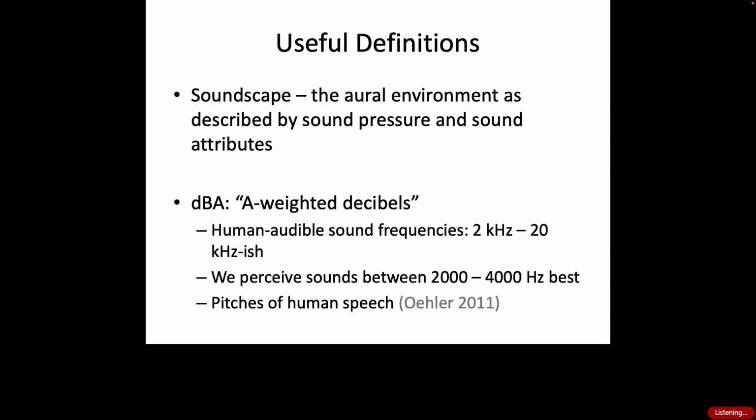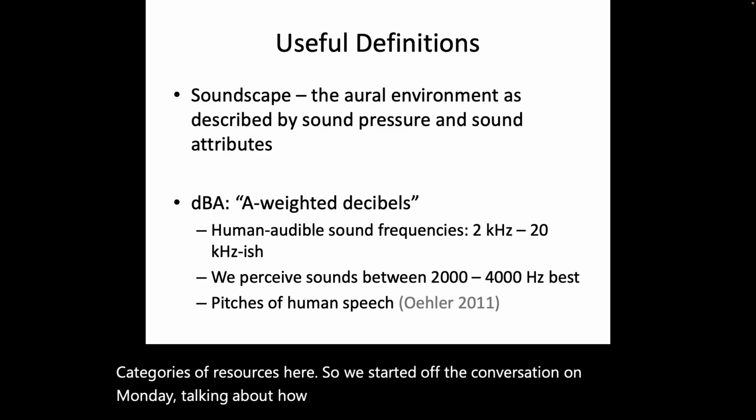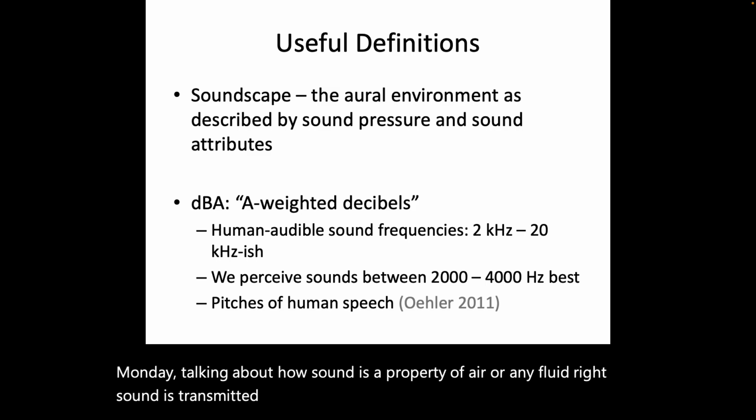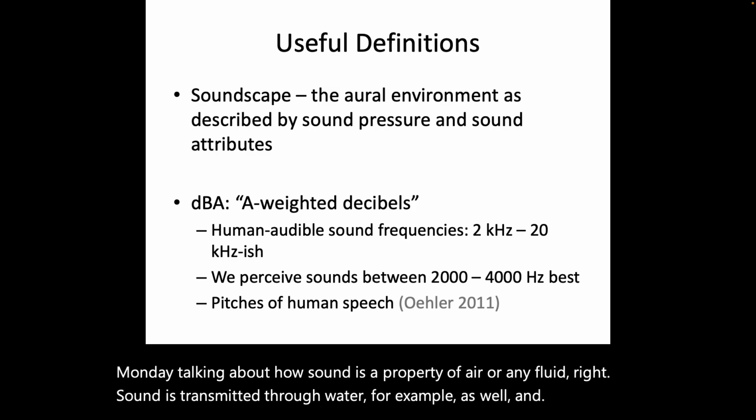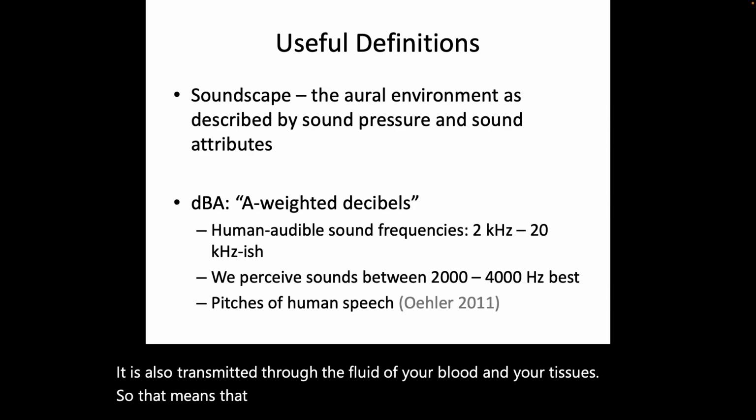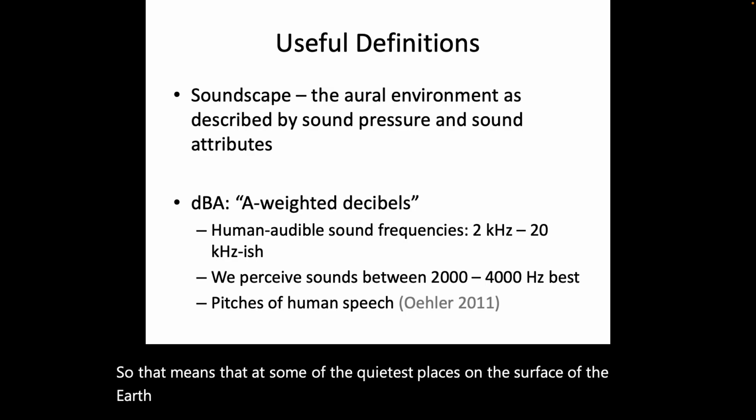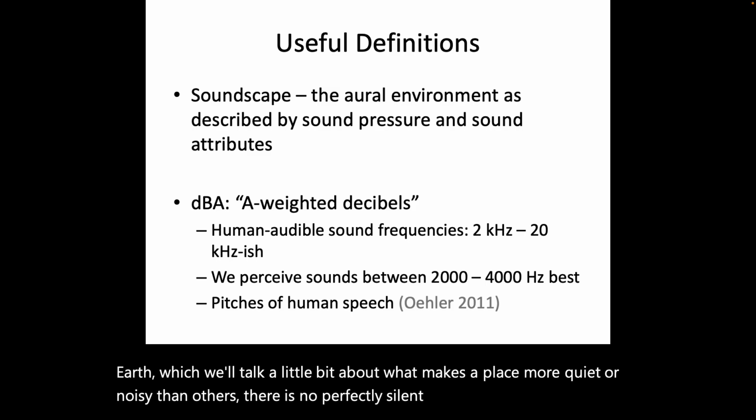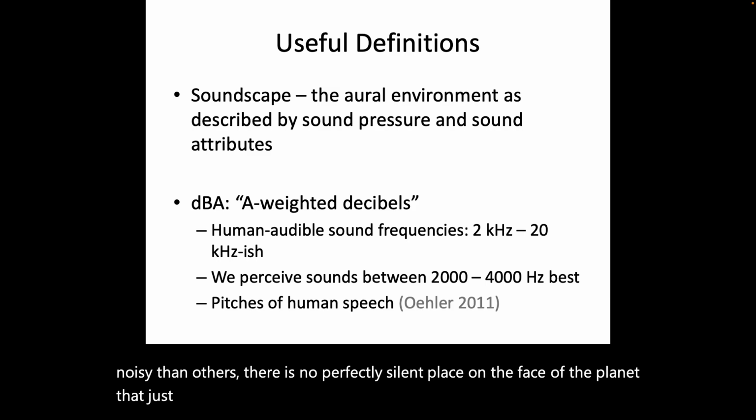categories of resources here. So we started off the conversation on Monday talking about how sound is a property of air and or any fluid, right? Sound is transmitted through water, for example, as well. And it is also transmitted through the fluid of your blood and your tissues. So that means that at some of the quietest places on the surface of the earth, which we'll talk a little bit about what makes a place more quiet or noisy than others, there is no perfectly silent place on the face of the planet. That just is not physically possible.